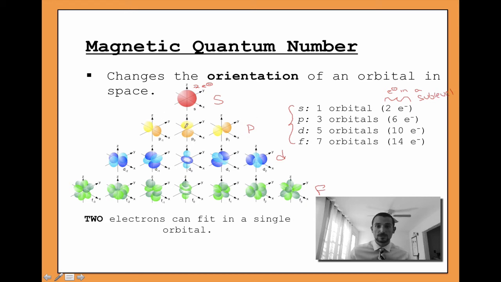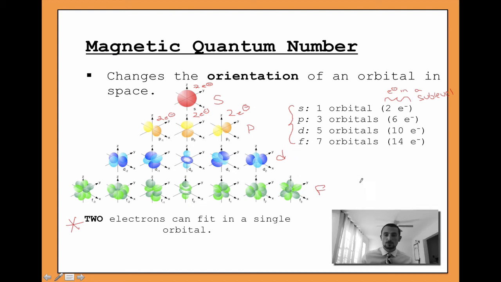Here, each of these paths, we have 3 orbitals, 3 paths. Each holds 2 electrons. So that means 3 times 2 in each gives us 6 total electrons. So this point right here, that 2 electrons fit in a single orbital, is very important to remember. So that's how we get 2 fitting in S, 6 in P, 10 in D because there are 5 orbitals here, and 14 in F because there are 7.